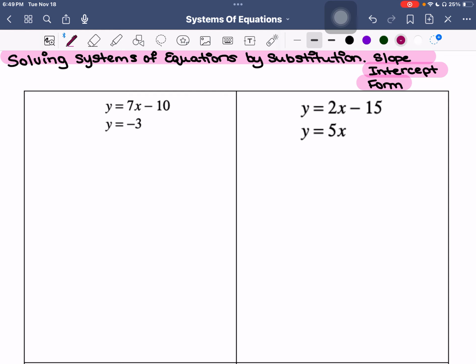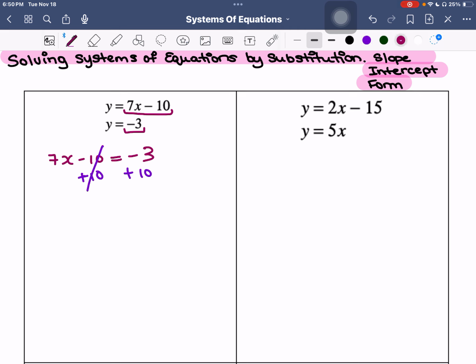In the first equation, y is equal to 7x minus 10. And then in the second equation, y is equal to negative 3. So I'm going to set 7x minus 10 equal to negative 3. Now I have only x in this equation, so I'm going to solve for x, using inverse operations. I'm trying to get the 7x by itself. To isolate that, I am going to do the opposite of negative 10, which is plus 10. So I'm adding 10 to both sides.